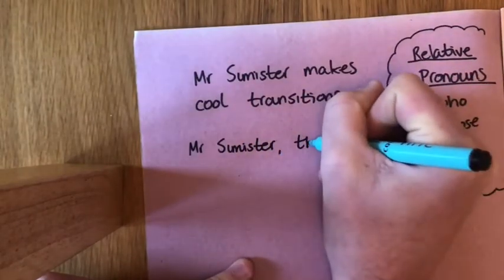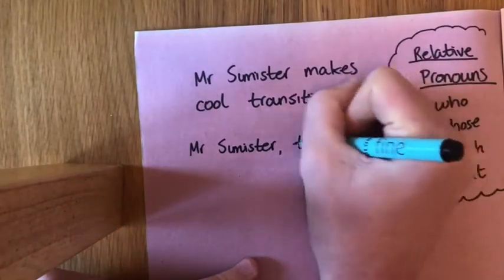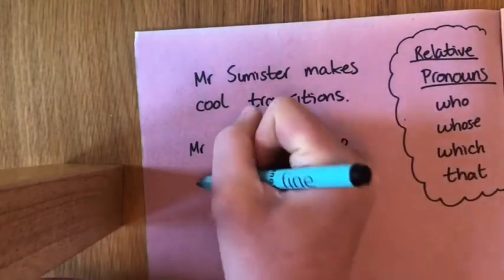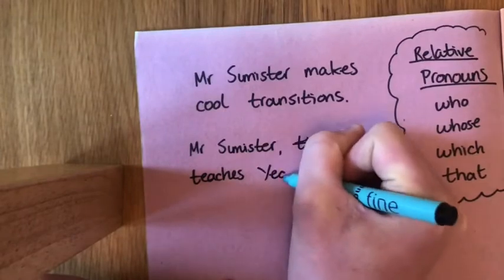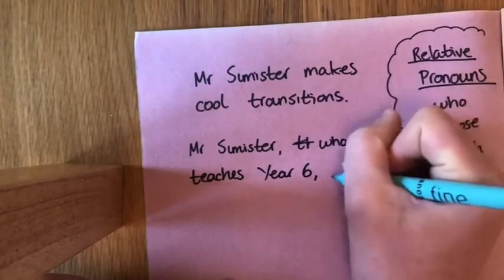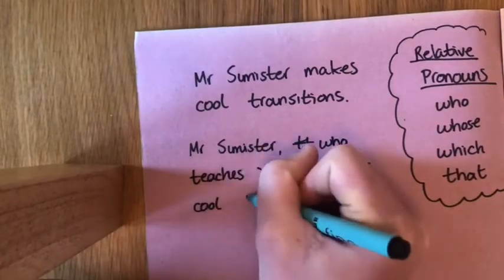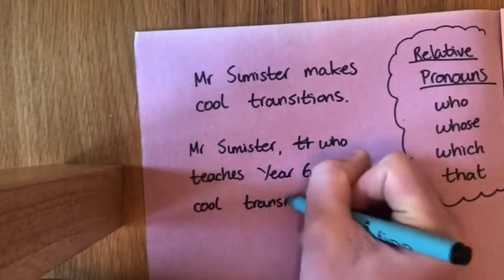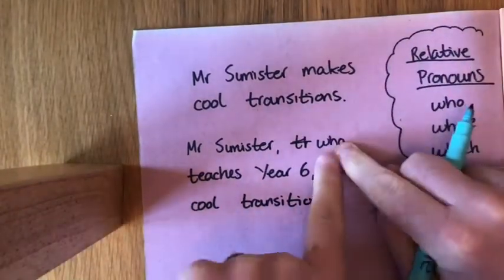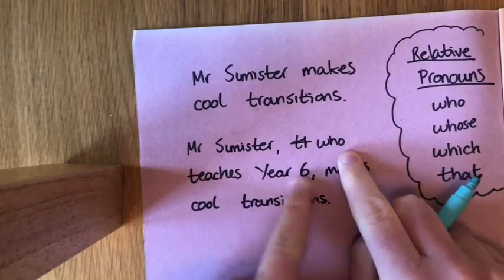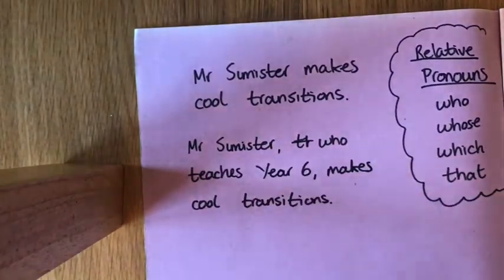Mr. Simister, the year 6... Oh, hang on. That was a bad example because I've not even used a relative pronoun. Mr. Simister, who teaches year 6, comma, makes cool transitions. Now, like we said, this is a complex sentence because if I take out that relative clause, who teaches year 6, my sentence still makes sense. Mr. Simister makes cool transitions, okay?